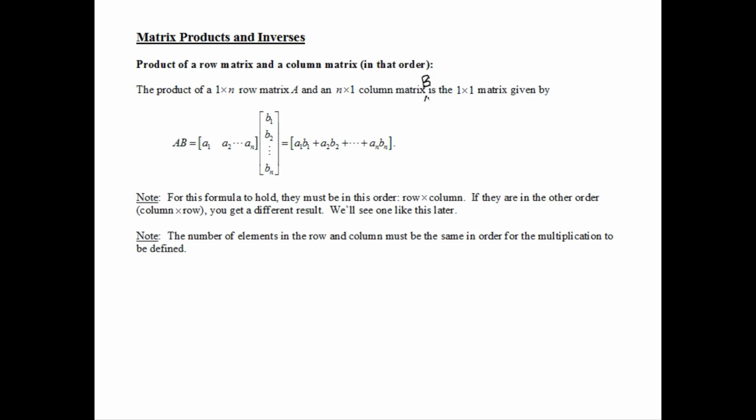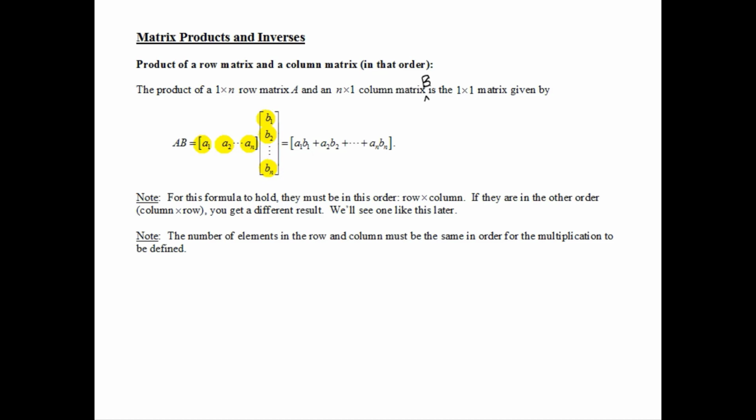Notice that we have the same number of entries in the row matrix as we do in the column matrix. So what we do is we multiply the first entry in the row times the first entry in the column. Then we go to the second entry in the row, second entry in the column. We keep going that way all the way until we get to the very last entry in the row, multiply it by the last entry in the column.